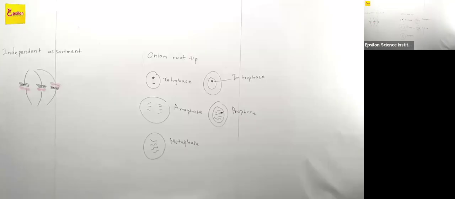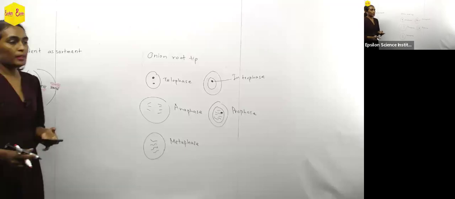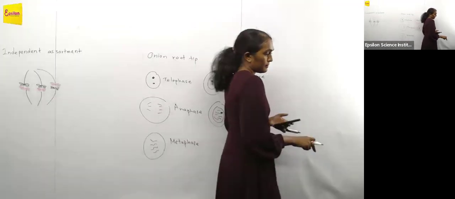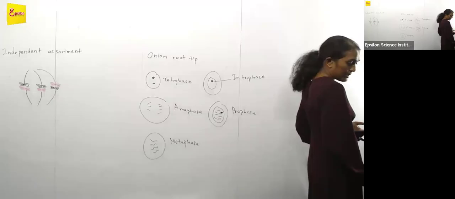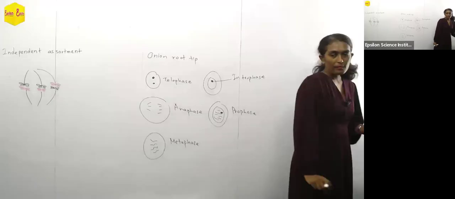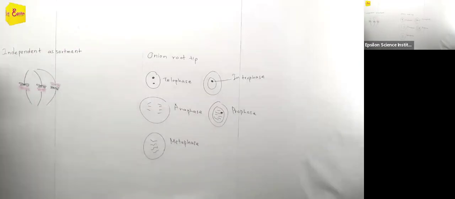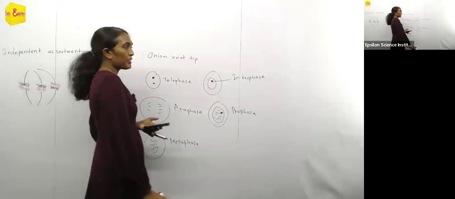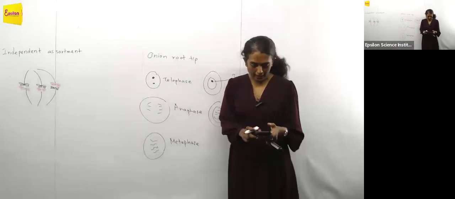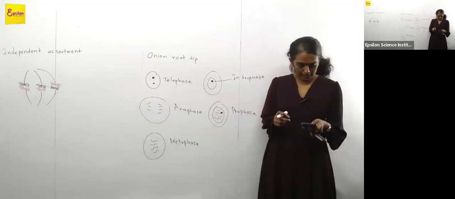This is also talked about in Mendel's which law? In Mendel's which law are we talking about this? First or second? Second law. Mendel's second law is talking about independent assortment. They are telling that alleles are segregating independently, assorting independently.